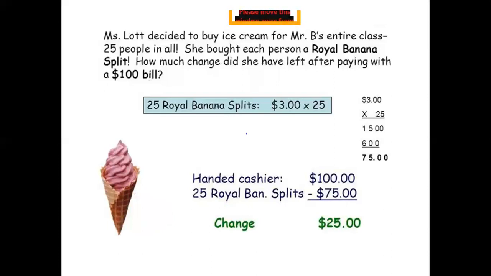Let's see one more example. Mrs. Lord decided to buy ice cream for Mr. B's entire class, that is 25 people in all. She bought each person a royal banana split. How much change did she have left after paying with a $100 bill? So 25 royal banana splits cost rupees 3.00 multiplied by 25, that is 75. So the cashier has $100 and 25 royal banana splits cost $75. The change they have given is $25.